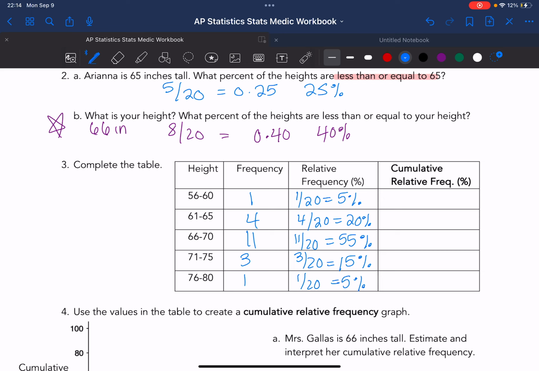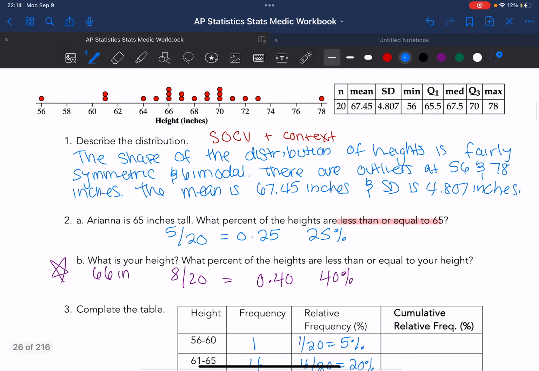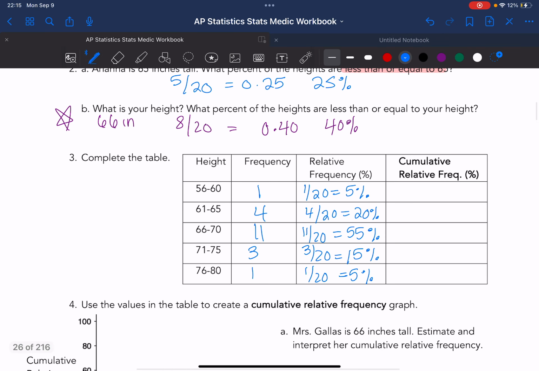Notice that each of these heights is all of the heights on our data plot, starting from 56 all the way to 78. Okay, so these are all the different ranges. The next column shows all the frequencies within those ranges, how many people are in those heights. The third column shows us the relative frequency.